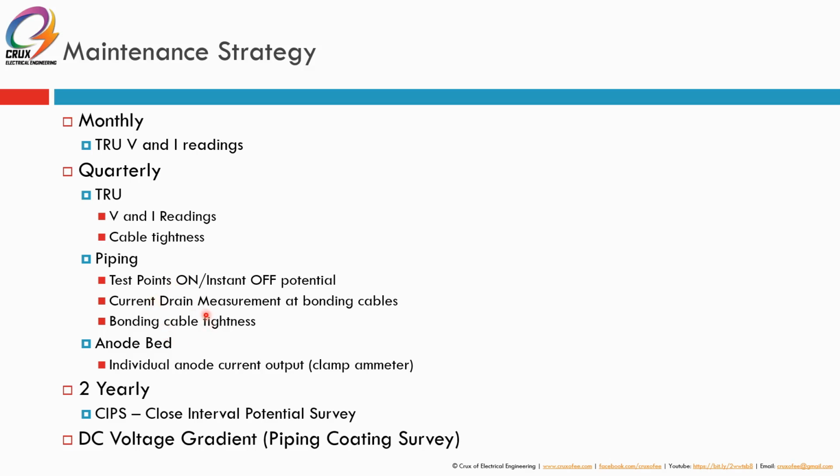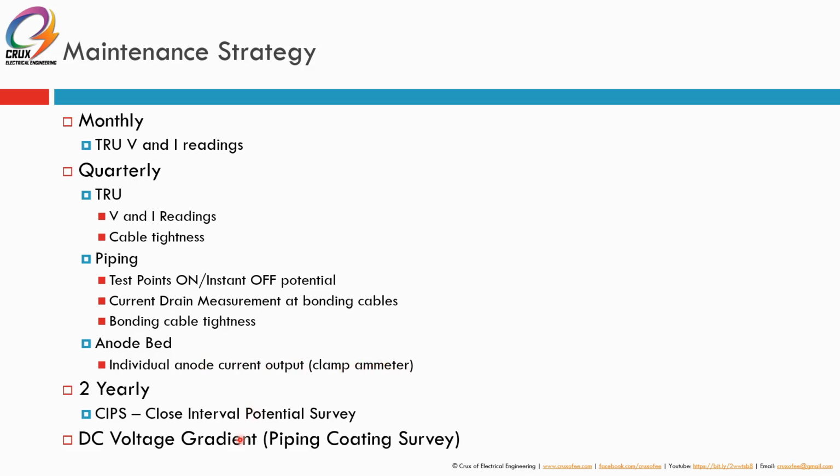Then you will also measure the current drain measurement at the bonding cables. This one is between the bonding resistor and the bonding cable tightness. And for the anode bed, you will individually measure the anode current output, because from here you will know whether the anode is still there or has depleted too much.